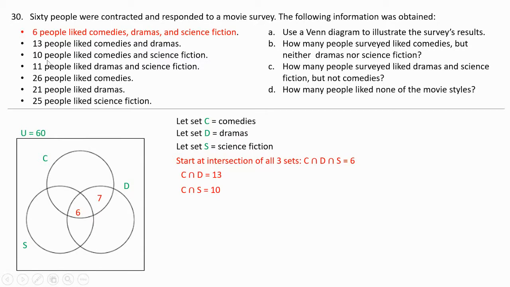What's next is the 10 people who like comedies and science fiction. So comedies and science fiction will be this part here. If it's 10 and we already have 6, that has to be 4. Now, what's next? People who like dramas and science fiction. So dramas and science fiction is this part here, because S and D intersect right here. It's 11, so if that's 6, this has to be 5.